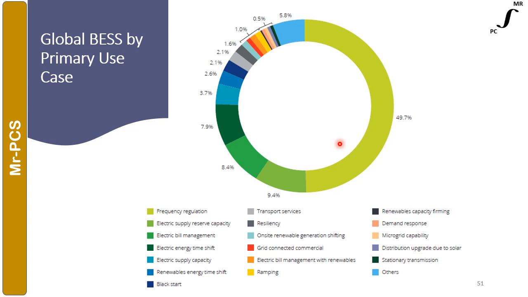Global battery usage as per application for the year 2017 is as shown in this slide. The most common use for battery storage is frequency regulation, which is close to 50%, followed by reserve capacity, which is 9.4%, and then bill management, which is close to 8.4%. These three applications contribute to 65 to 70%, and rest contributes to 30 to 35%.